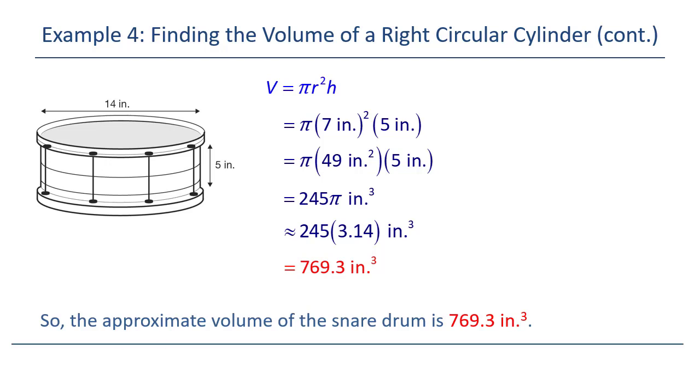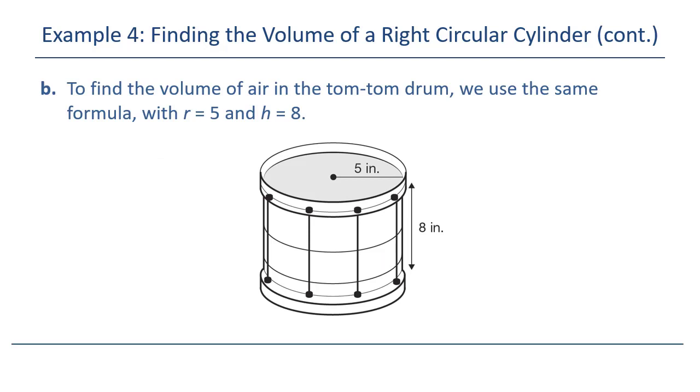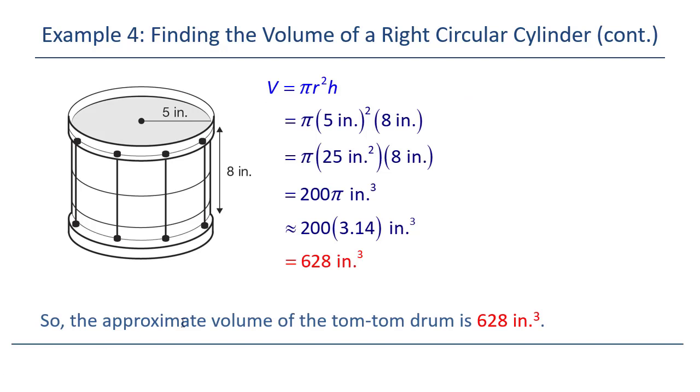Well, now we can do the same exact process for the other drum. In this case, we have a radius of 5 and a height of 8. Plug it all in, get 628 cubic inches. It's really just that simple, guys. Remember, it's area of the base times the height. In this case, if it's a circular cylinder, the area of the base is a circle, which is pi r squared.